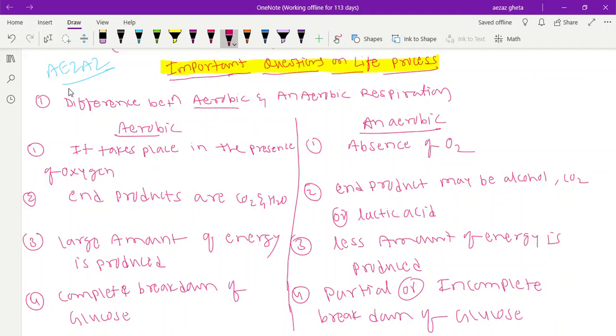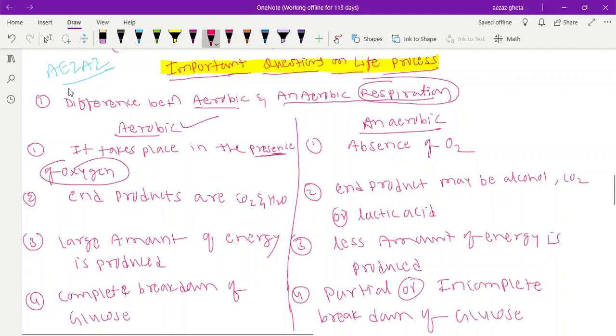Aerobic and anaerobic respiration differences. Respiration means breakdown of glucose to produce energy. Aerobic respiration takes place in the presence of oxygen, right? Anaerobic takes place in the absence of oxygen. Is it clear, everybody? It takes place in the absence of oxygen.